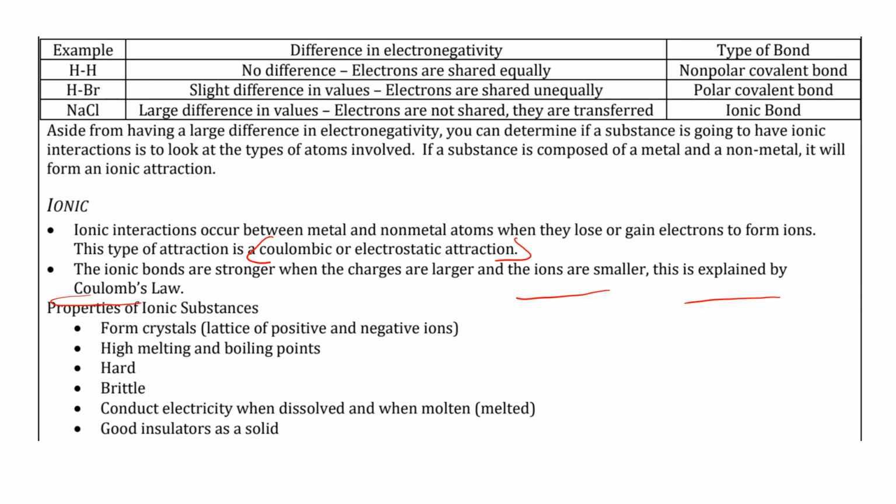Properties of ionic substances: forming crystals, a lattice of positive and negative ions. They have high melting and boiling points. They're hard, brittle, conduct electricity when dissolved in water and when molten, and are good insulators as a solid.